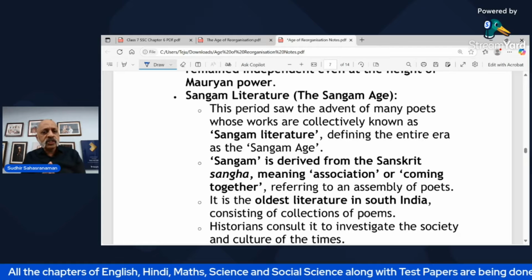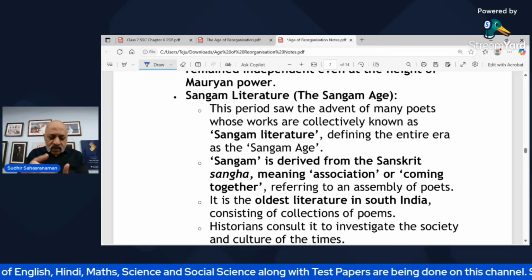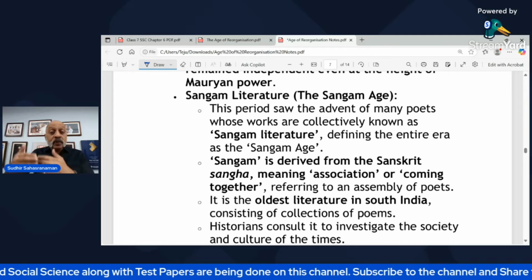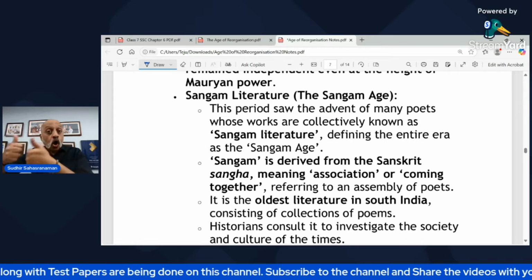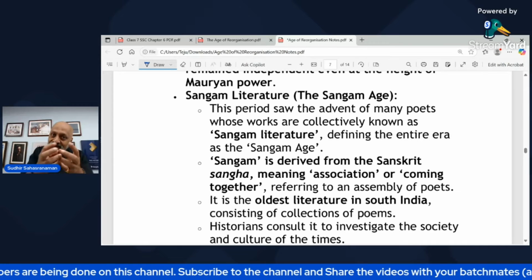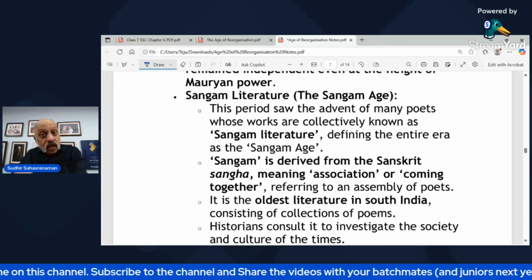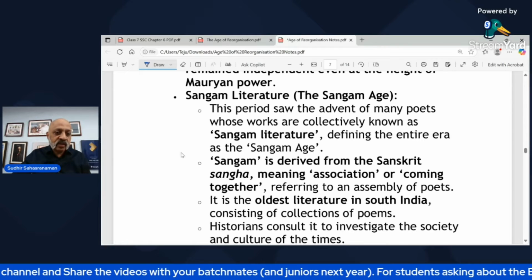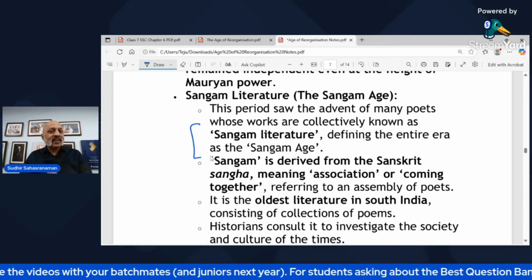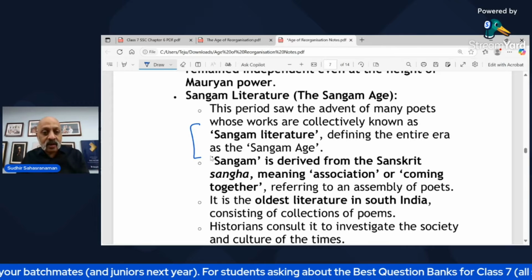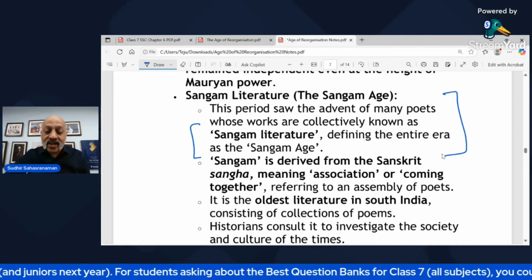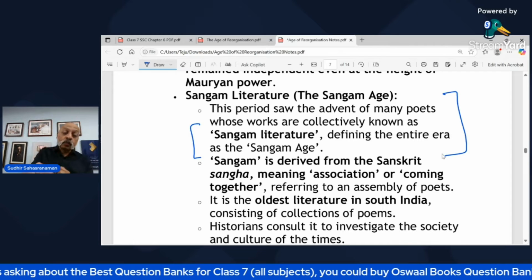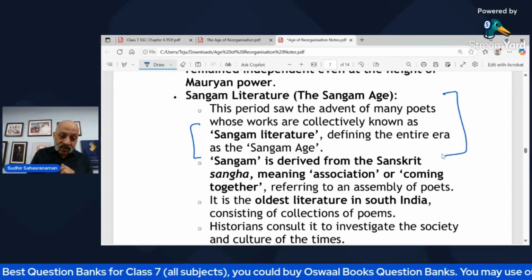Now, Sangam literature, as I said, the Sangam age, this period saw many poets coming to the forefront, which means a lot of emphasis on literature and art. Whatever they wrote is known as Sangam literature. It is extremely significant, which is why the entire era is also known as the Sangam age. So if you get a question as to why it is referred to as the Sangam age, this point is what you need to write in your answer.